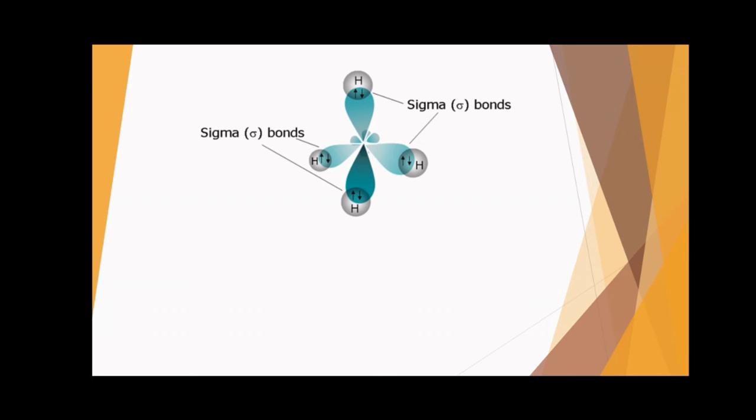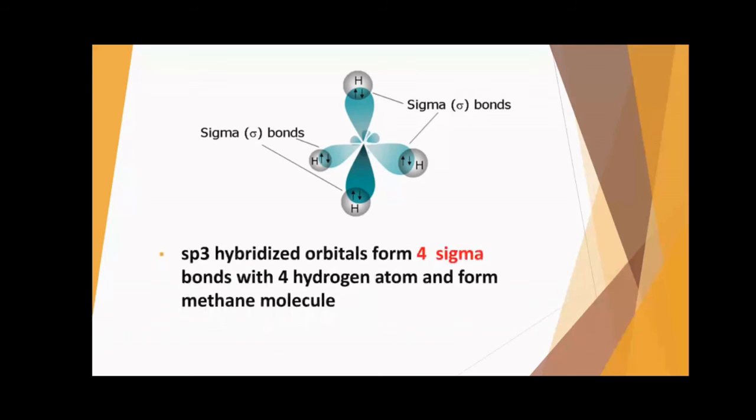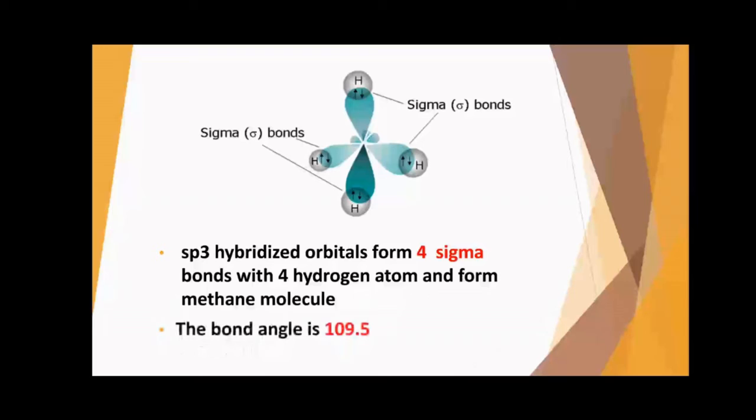Look at the structure of methane, which is the example of sp3 hybridization. In this structure, the green lobes represent sp3 hybridized orbitals. These 4 sp3 hybridized orbitals form 4 sigma bonds with 4 hydrogen atoms by sp3 and s overlapping. The bond angle between each carbon-hydrogen bond is 109.5 degrees. As hybridization explains the geometry of molecules, methane has tetrahedral geometry due to sp3 hybridization.